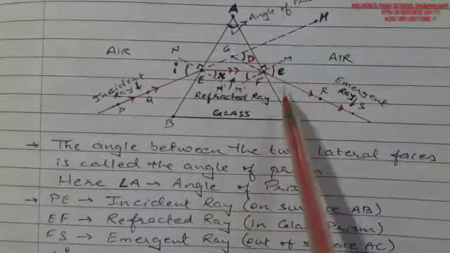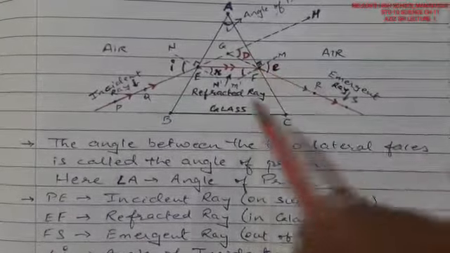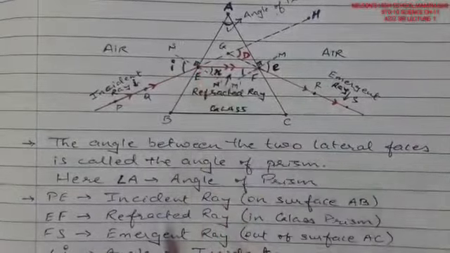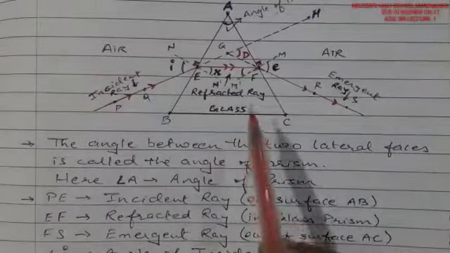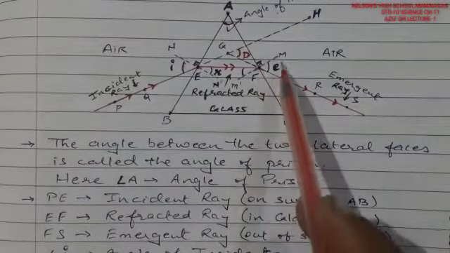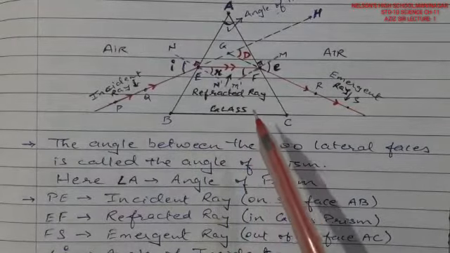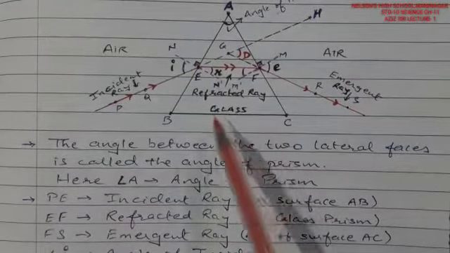Normals are perpendicular to the surface. These are at 90 degrees to the surface. This is at 90 degrees and this is also at 90 degrees. So these two are at 90 degrees from the surfaces. This is surface AC and this is the perpendicular on surface AC, M and M dash, right? So these are the two faces and these are the perpendiculars.